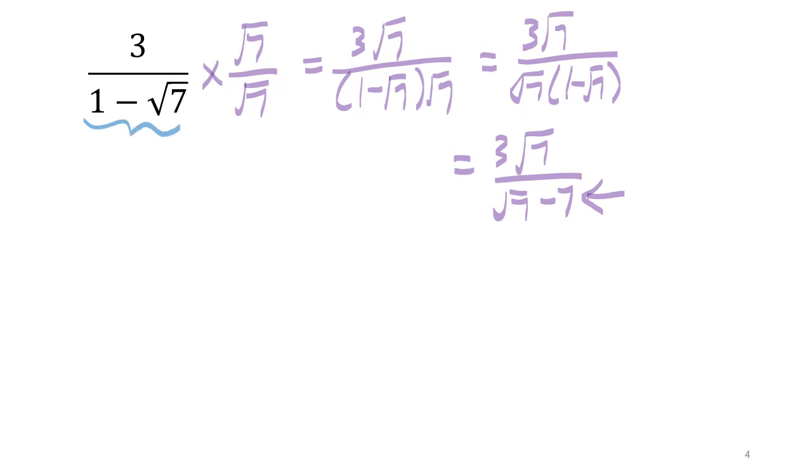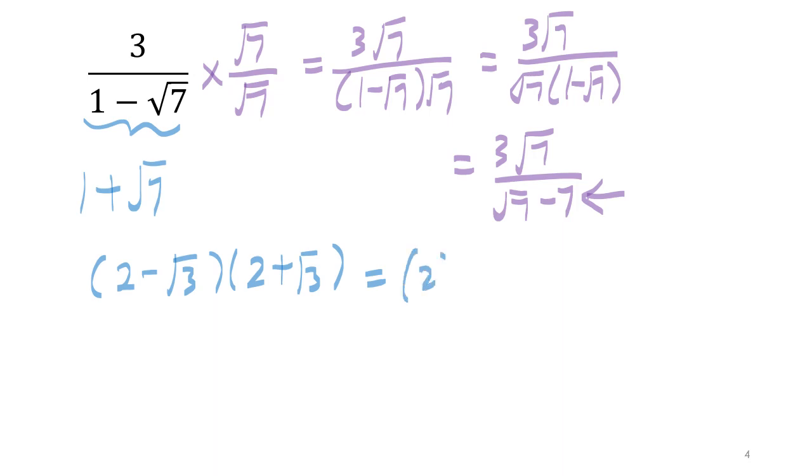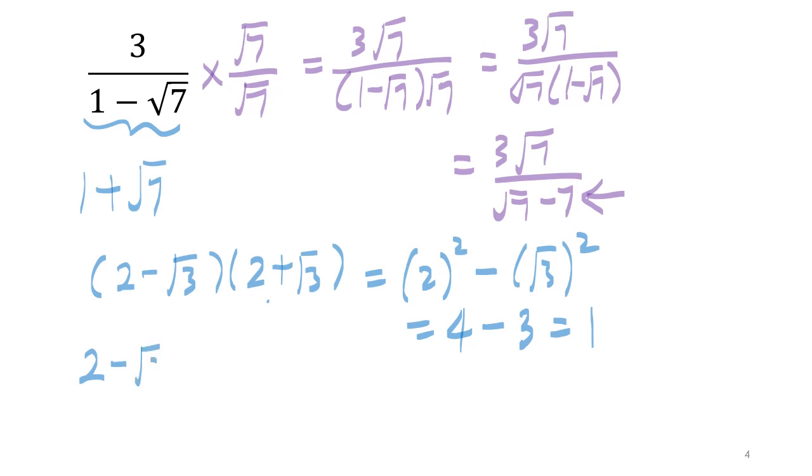Right. So for 1 minus square root 7, the conjugate surd is 1 plus square root 7. If you will recall earlier on, in the simplification of surds, we learned that if you have 2 minus square root 3 and you multiply it with 2 plus square root 3, that will give us bracket 2 squared minus bracket square root 3 squared. That will give us 2 squared is 4, and square root 3 times square root 3 is 3. That will give us 1, which is an integer. So 2 plus square root 3 is the conjugate surd of 2 minus square root 3. So 2 minus square root 3 and 2 plus square root 3 are called conjugate surds.